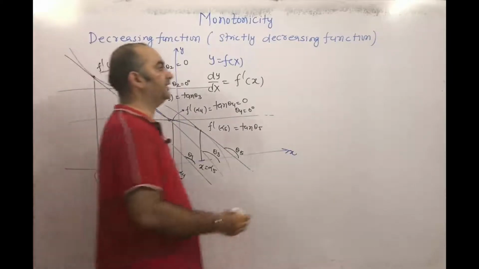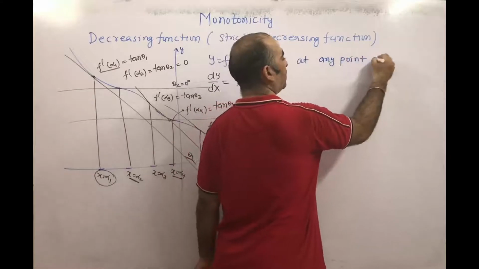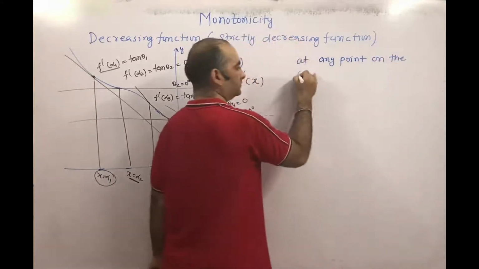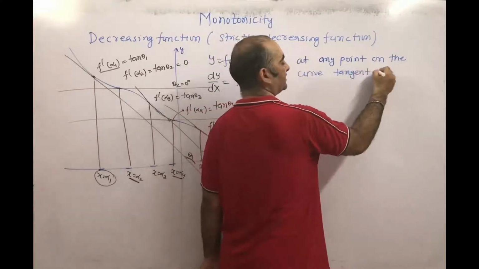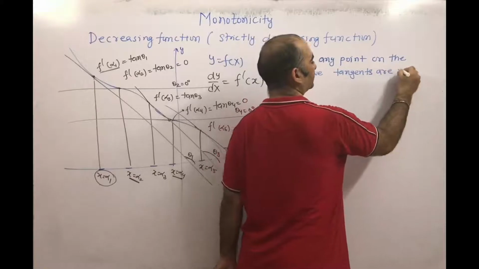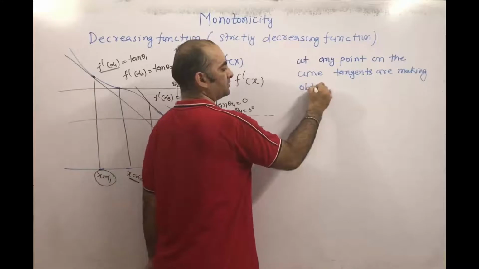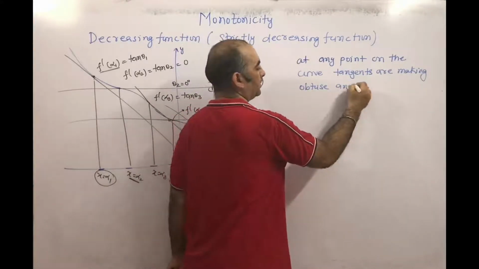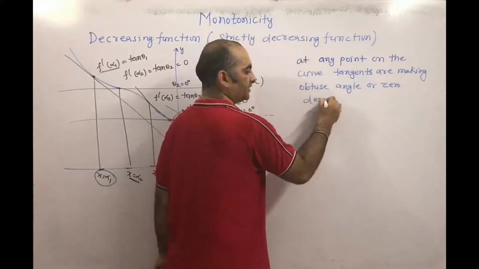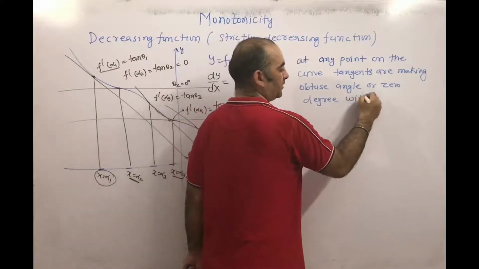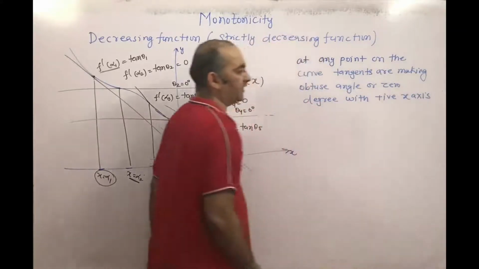So we can say that at any point on the curve, tangents are making obtuse angle or 0 degree with positive x-axis. Okay, positive x-axis.